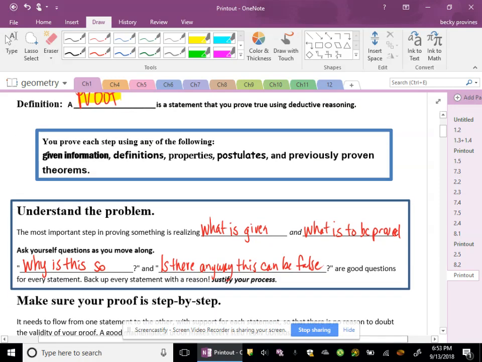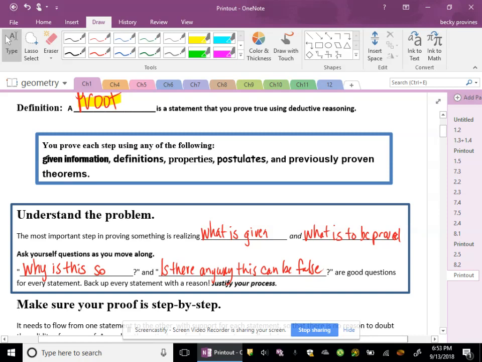Now, within this proof, you have to use mathematical things. So we are going to use definitions, mathematical definitions, properties, postulates, and theorems. Now, I'm going to have to start you with given information. So you will have guidance. This will be pretty easy, but you will have to pay attention because it is something new.